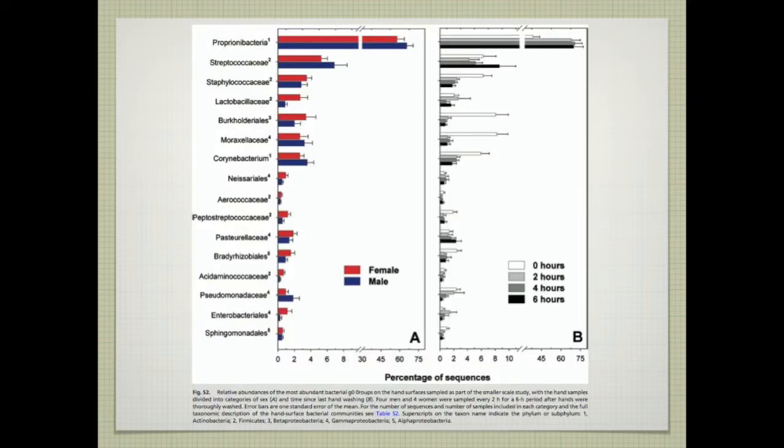So here's the breakdown. Male versus female, for example. What is it? Males have a little more Propionibacteria, probably not statistically significant. Males have a little more Streptococcus, which is statistically significant. Females, lots of Lactobacillus. Males, a little bit more Corynebacterium, more Pseudomonas.